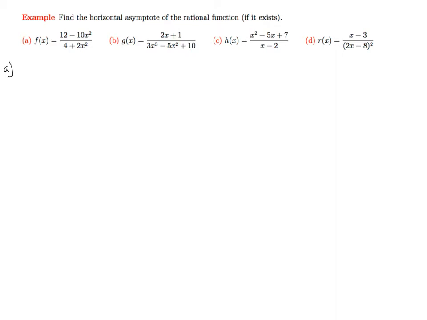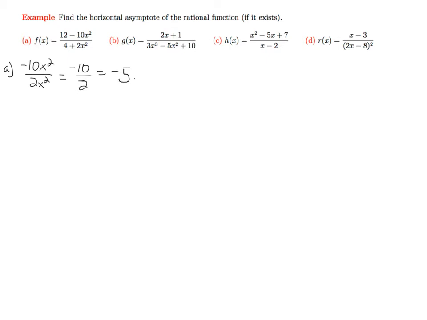And so in part A, the leading term of f is minus 10x squared. Just be sure that leading term means the term with the highest power of x, not the first term. So we have minus 10x squared on the top, and the leading term of the denominator is 2x squared. These two leading terms have the same degree. So when that happens, the horizontal asymptote is going to equal the ratio of the leading coefficients, which in this case happens to be minus 10 over 2, which is minus 5.